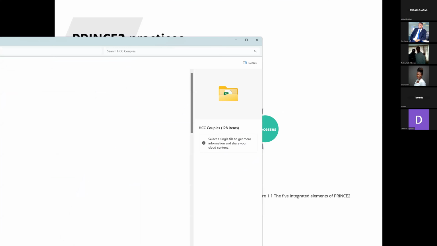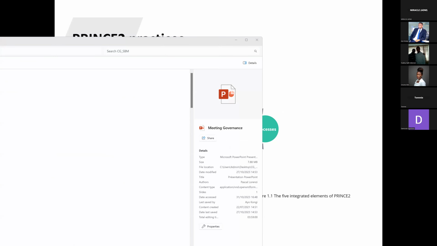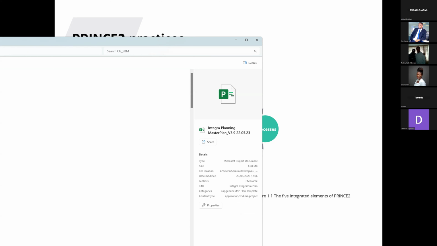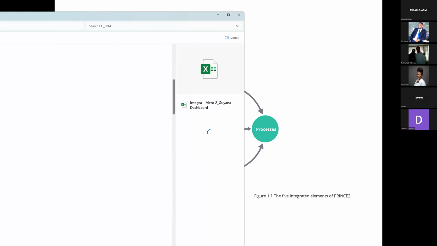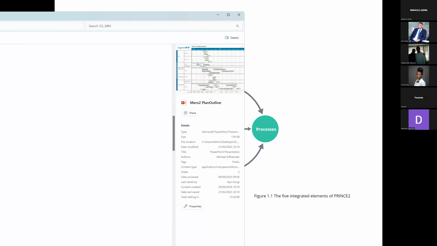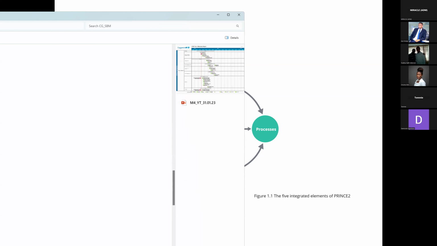Let me check out something. If I have a desktop, meeting governance. No, that's not what I'm looking for. So I'm just looking for a sample of a meeting governance. No, I can't find one. I'll get one ready for next week. That's fine. When we go into more detail, I can't find one.